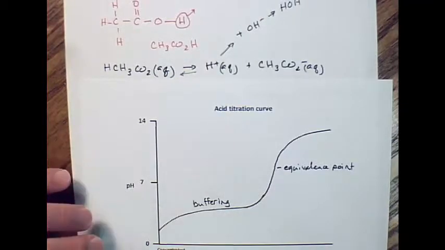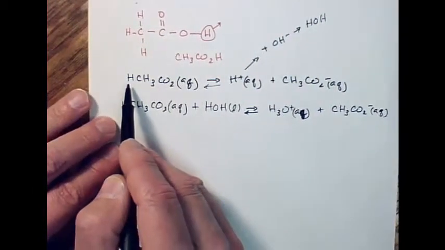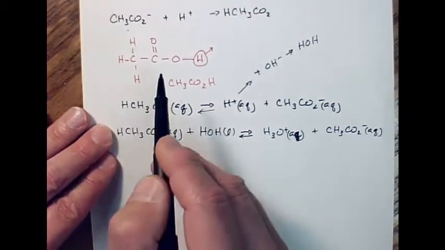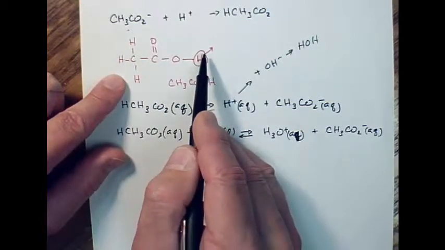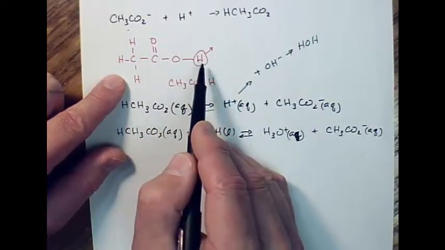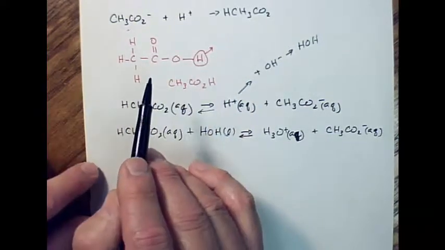So that's what would happen with a weak monoprotic acid. We call it monoprotic because there's only one ionizable hydrogen here. Even though there are 3 hydrogens in the formula, only one of those is in a position on the molecule to be broken away or dissociated. So it's a monoprotic acid.